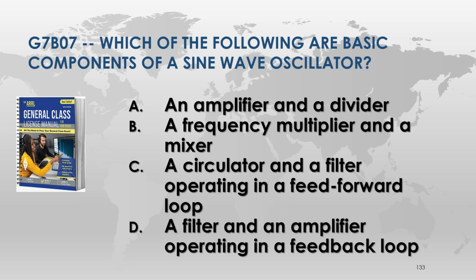Which of the following are basic components of a sine wave oscillator? Bravo, multiplier and a mixer. Delta, filter and an amplifier operating in a feedback loop. Oh, I didn't see the loop. Okay, so Bravo or Delta have been selected. Anybody else? Okay, Delta, defend your answer.